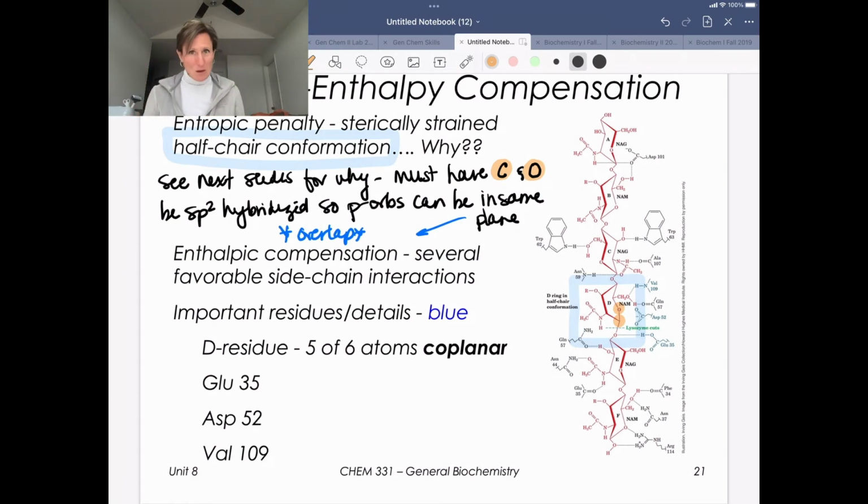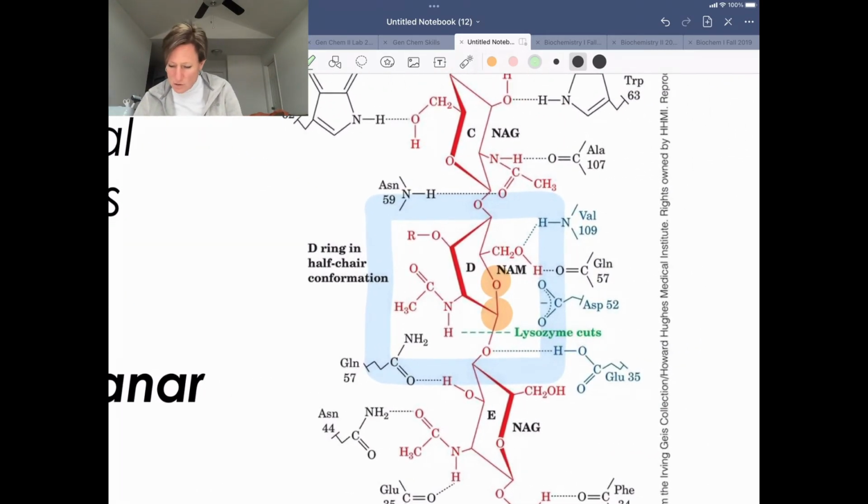Okay, a theme that we've seen again: anytime we have something that is an energetic penalty, if you will, a cost, we need to have some type of a gain. We need to have some type of an enthalpic compensation. So there's several favorable side chain interactions. One that's shown here, I'm going to highlight here. Actually, there's two of them shown here. We've got a glutamine, and we're going to talk about this valine 109, but those are going to provide favorable interactions when we form this half-chair conformation. So, entropic penalty from a half-chair conformation, enthalpic compensation by having new intermolecular forces, again with this valine and this glutamine that provide new hydrogen bonding interactions with that exocyclic CH2OH group.